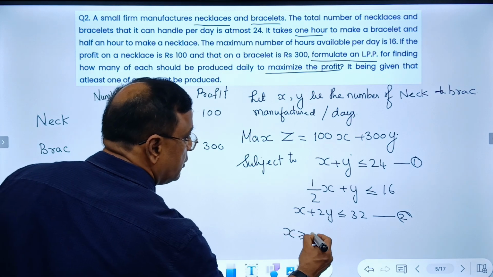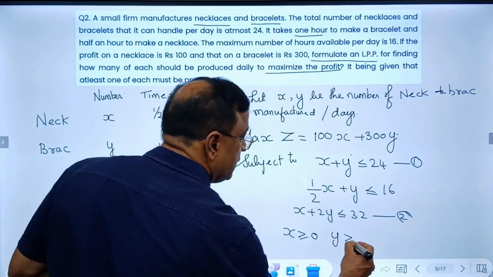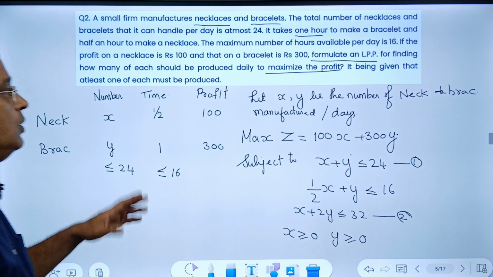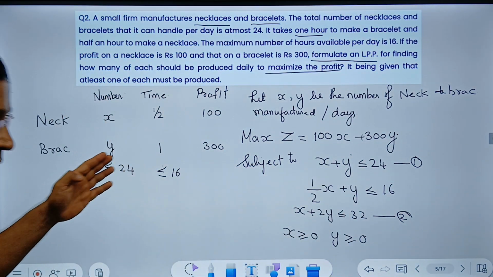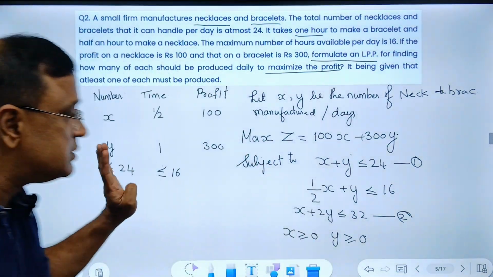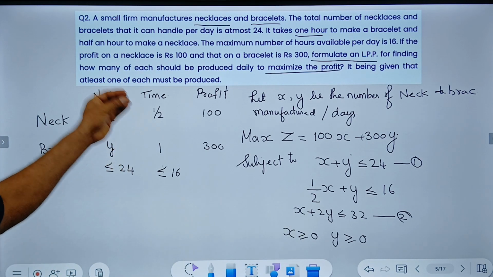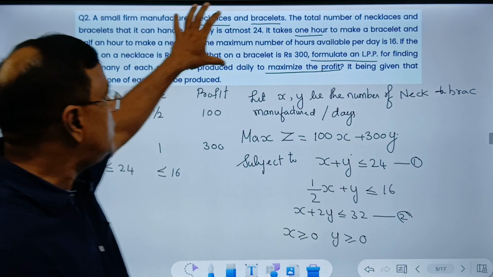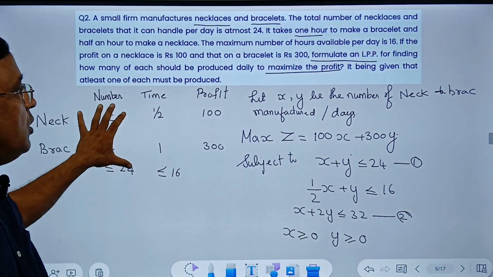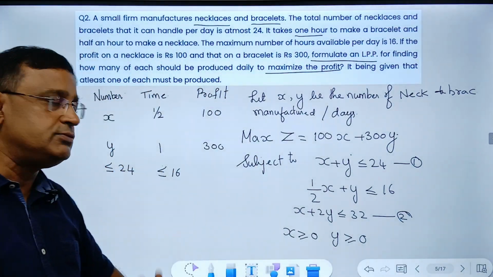Now the non-negative condition. X is greater than or equal to 0. Y is greater than or equal to 0. So you have formulated an LPP. It is not required for you to solve this. You just have to formulate the LPP. I hope this is clear. All that is required is whatever data is given, put it in a tabular column. Automatically you will get the constraints. It's very, very simple.